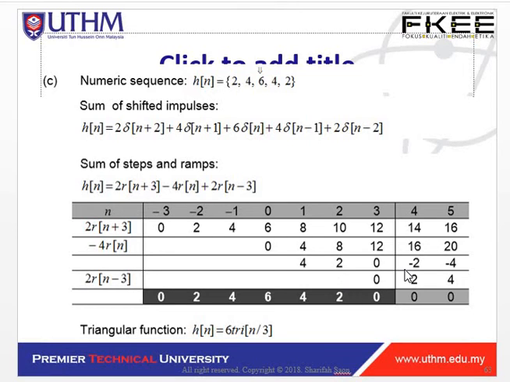The last part is the remaining: 14 minus 16, you get negative 2, and 16 minus 20, you get negative 4. You can also cancel these out using a ramp. To cancel negative 2, you need to plus 2, and for this one you need to plus 4. So you can use the ramp 2r[n minus 3], starting from 3: 0, 2, 4. So you can get the desired answer: 2, 4, 6, 4, 2.